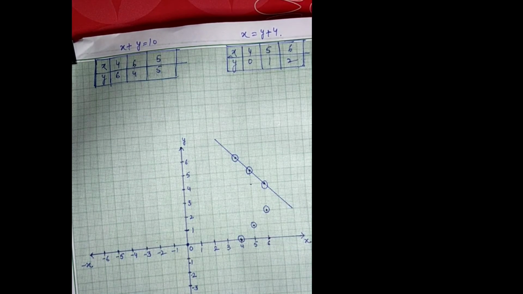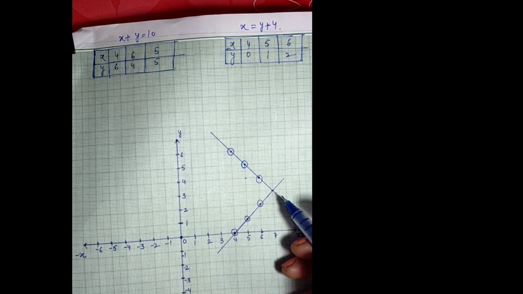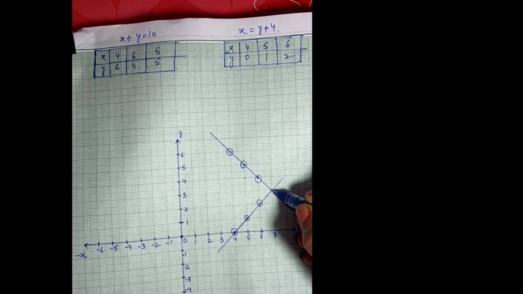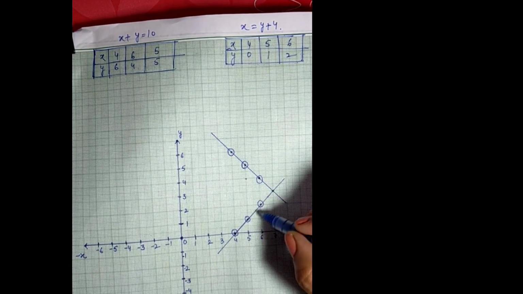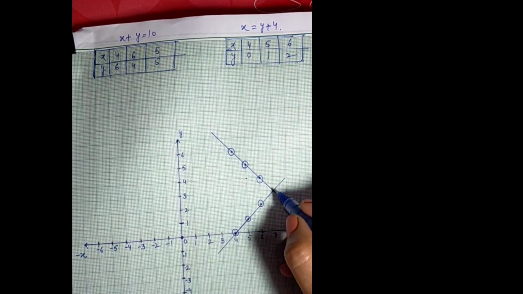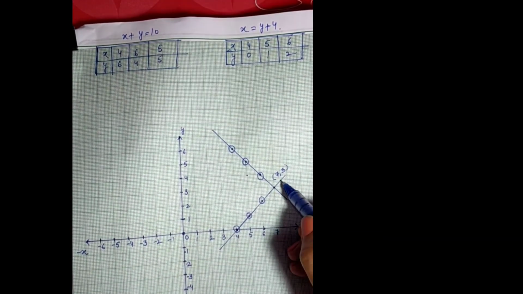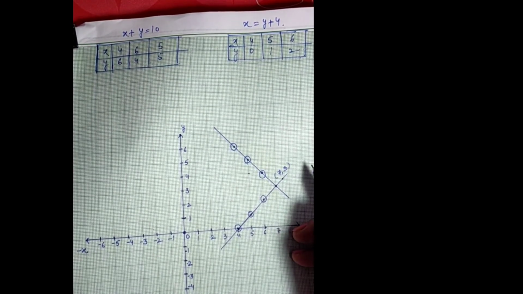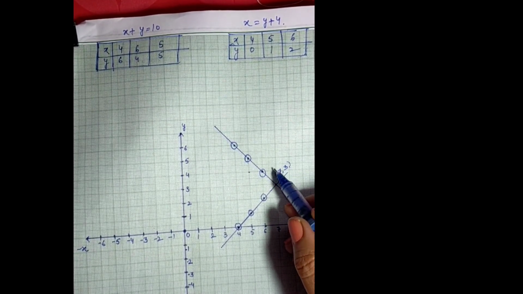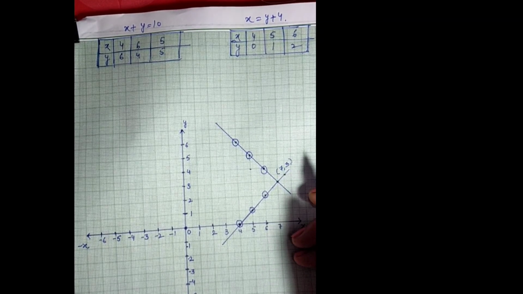Let's join them. After joining the points, we got another straight line, and if we notice, the point of intersection of these two lines is 7 and 3. That means this is the answer for x and y values. The number of girls is 7 and the number of boys is 3, as we have considered x to be the number of girls. So the number of girls is 7 and the number of boys is 3.